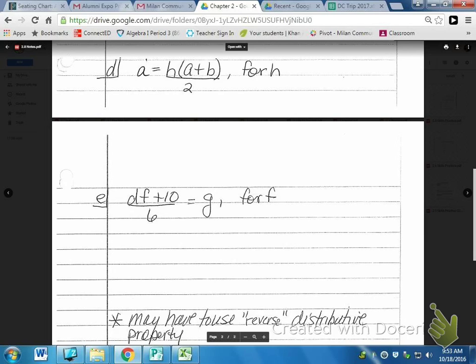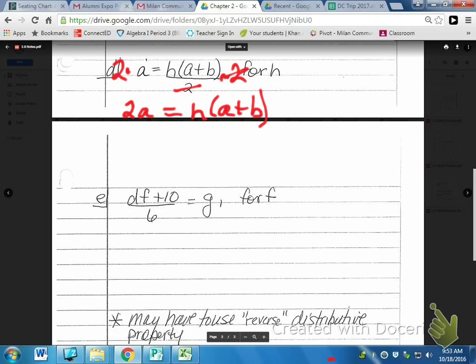I've got to try to get rid of, first of all, the 2. So that would make me multiply by 2 on both sides. So 2A equals, and that 2 cancels with that 2. So H times A plus B.